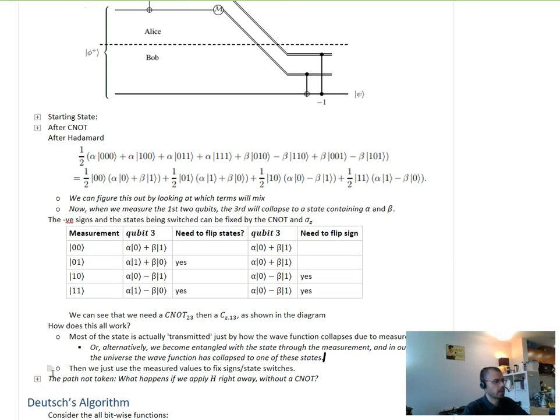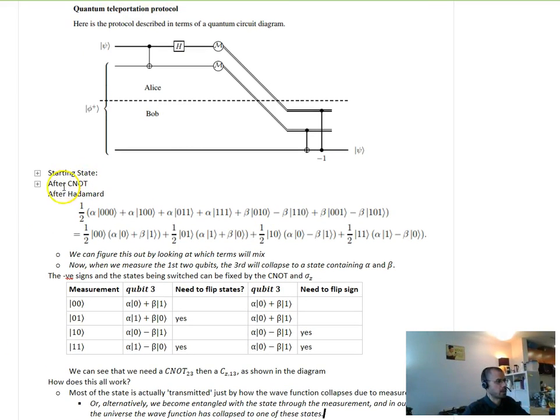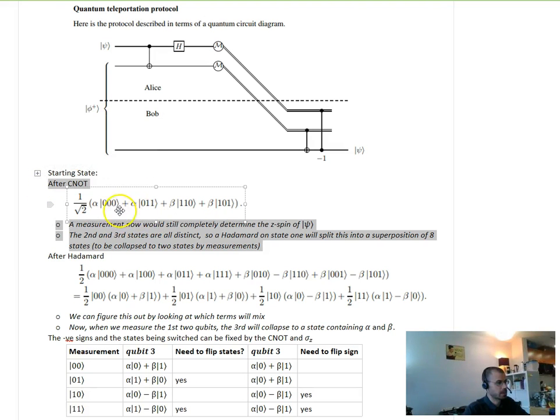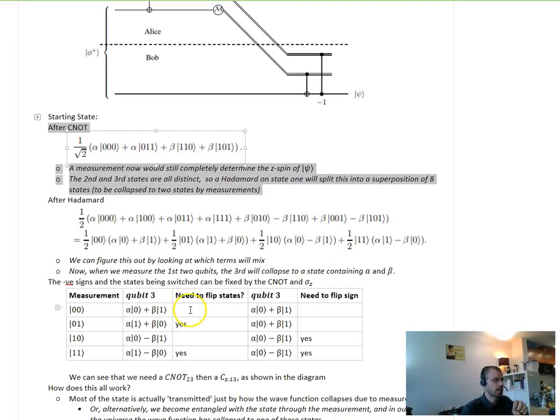Yeah, so that's my high-level understanding of how this works. So basically, we needed to do a C0 so that we made the second two qubits all distinct. Then we can do the Hadamard, splits into 8. Then we can measure, and we still have the 2 states left. And then with the right flipping, we can get it back to psi.